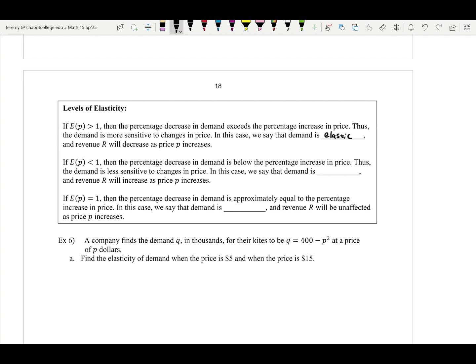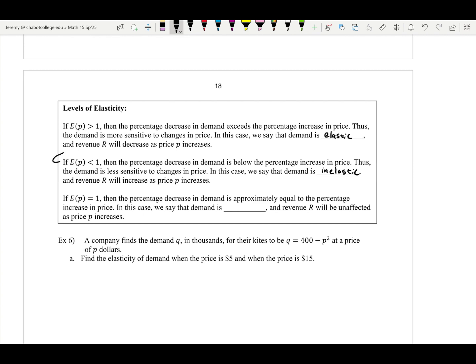And revenue R will decrease as price P increases. If E of P is less than 1, then that means that the percentage decrease in demand is below the percentage increase in price. Thus, demand is less sensitive to changes in price. In this case, we say demand is inelastic. And revenue R will increase as the price P increases.